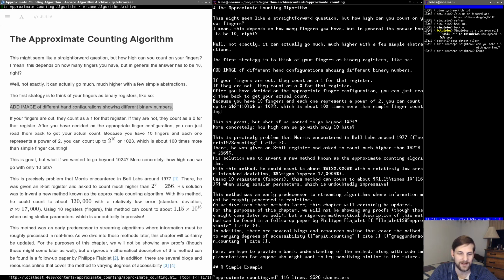Yeah, approximate counting. Let me reread that sentence because it didn't make sense to me. If your fingers are out, they count as a 1 for that register. If they're not, they count as a 0 for that register. After you've decided on the appropriate finger configuration, you can just read back all the registers to get your actual count. See, I say count too many times.